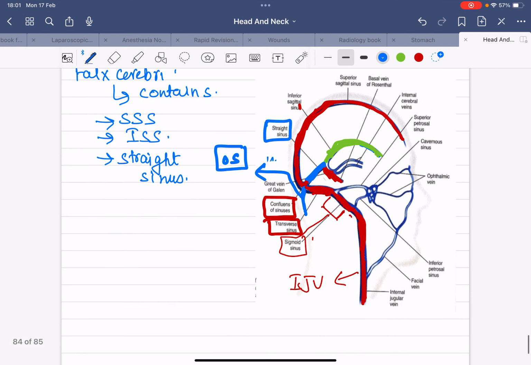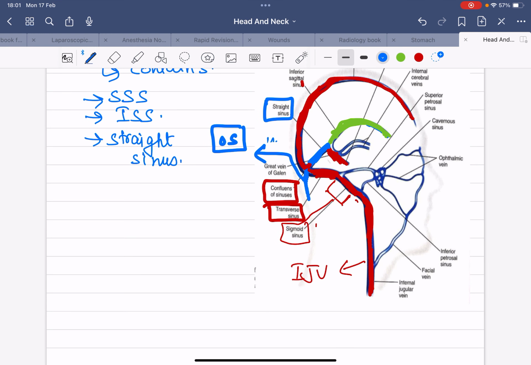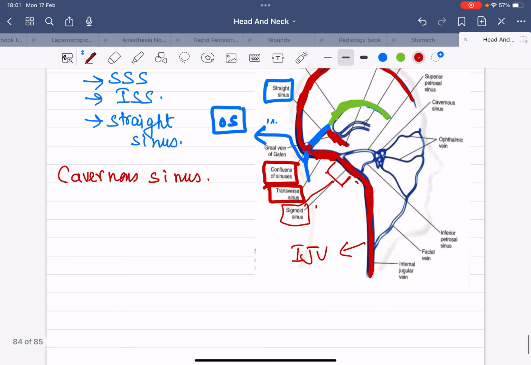Now we must discuss one more sinus here. This is your deep circulation. The other sinus which we must discuss here is known as the cavernous sinus. So write down what is the cavernous sinus. Number 1, an important point: two channels are tributaries of the cavernous sinus. What are the tributaries of the cavernous sinus?